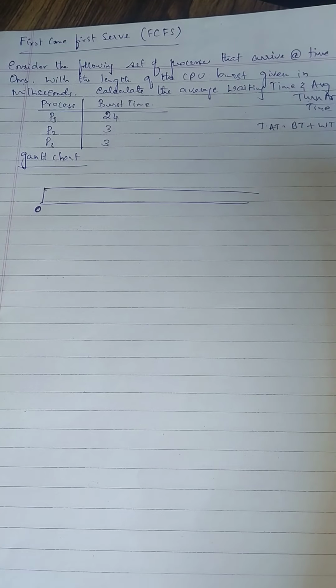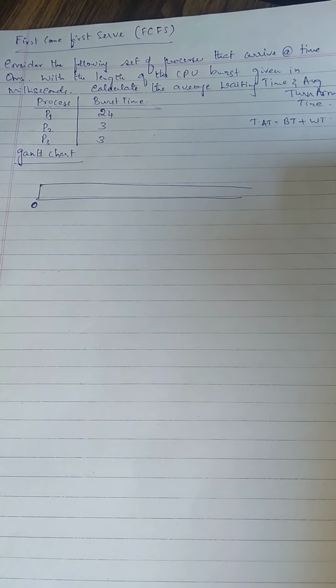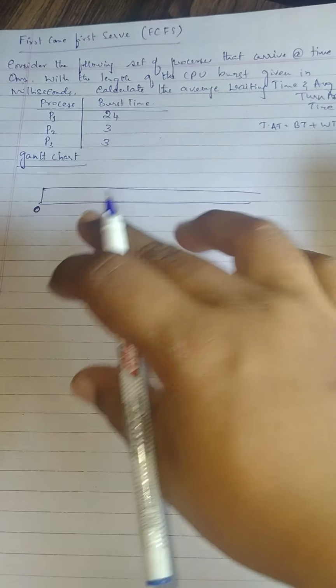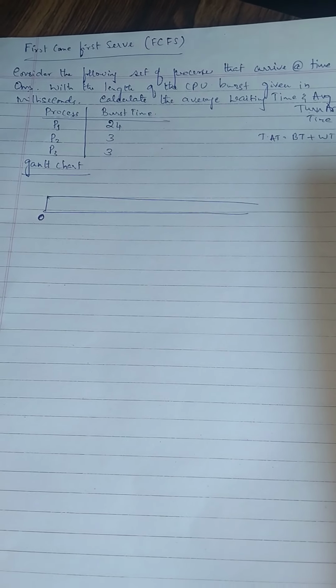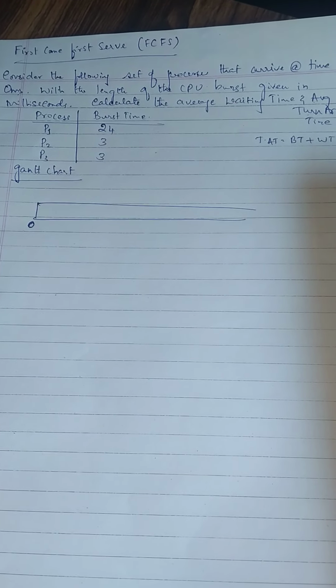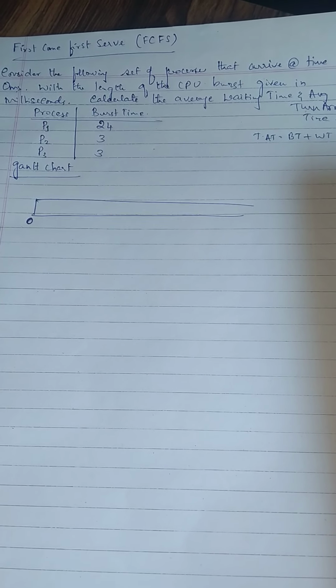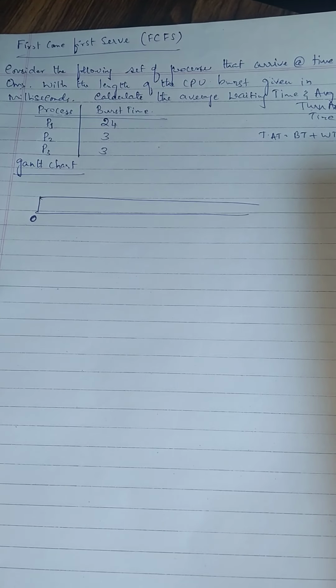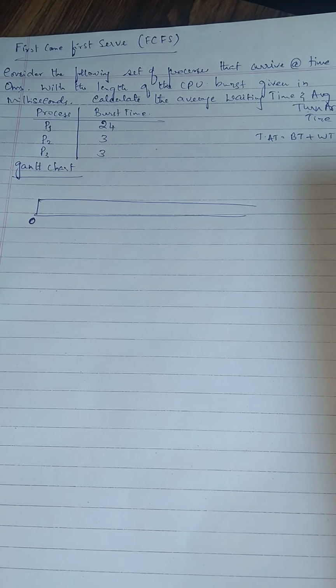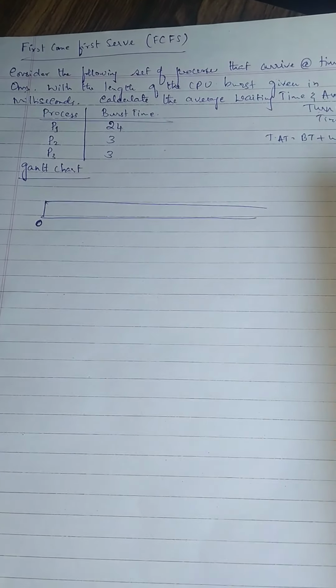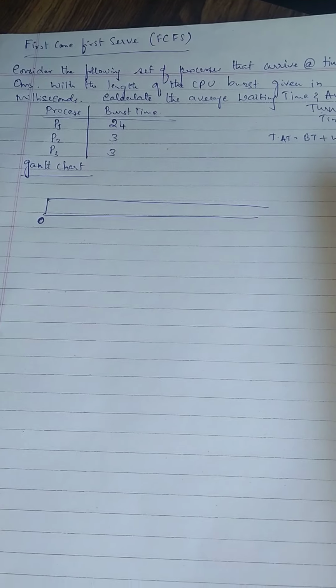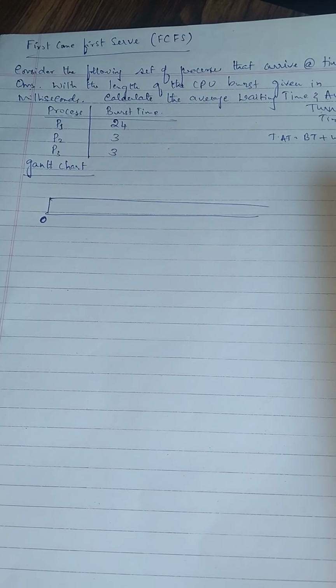Okay, so this kind of problems will be asked to you. You have to solve it using what is called your Gantt chart. Okay, so let's start with the problem. The problem given here is: consider the following set of processes that arrive at time 0 millisecond. Arrival time means when they have come into the system. So that time they have given us 0 millisecond.